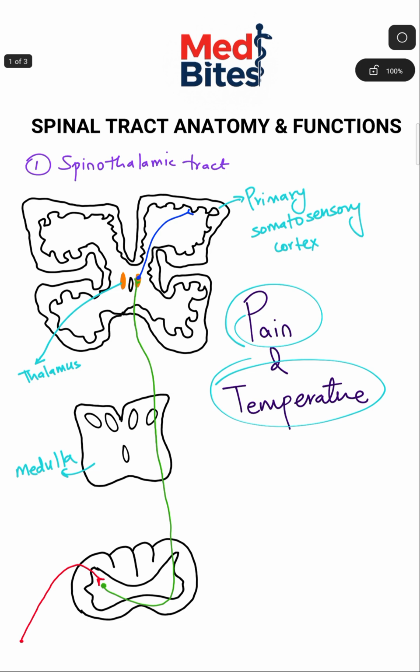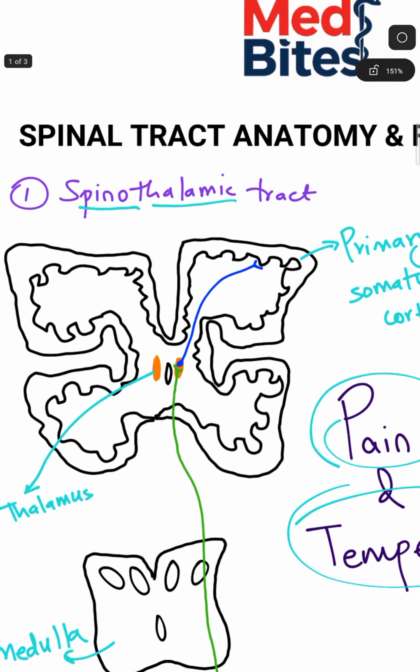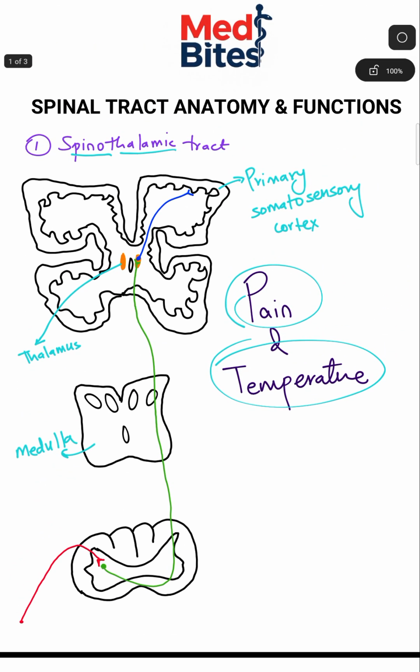The way I like to remember it is by saying spinotemperature tract. Spinotemperature. Now, the key rule that you have to know about this tract is that it crosses early in the spine. What do we mean by crossing?